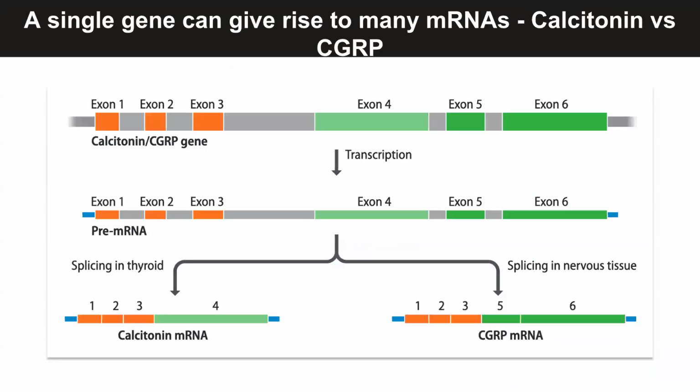what factor actually led to the selection of exon 4 in thyroid and its identification? What is controlling all this?